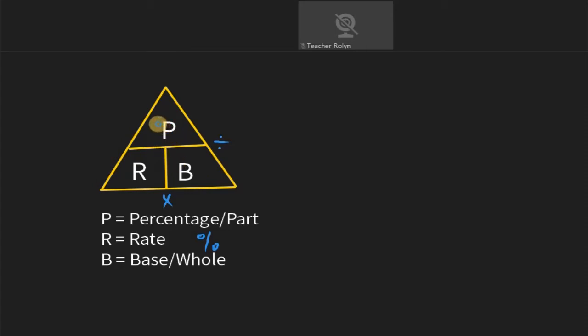So, say for example, we want to find the percentage. Katulad ng ginawa natin sa previous video. So, i-cover lang natin siya. Then, we are left with R and B. At ang R and B ay separated ng vertical line. So, ibig sabihin, i-multiply natin silang dalawa to get the P. So, P is equal to rate times base.